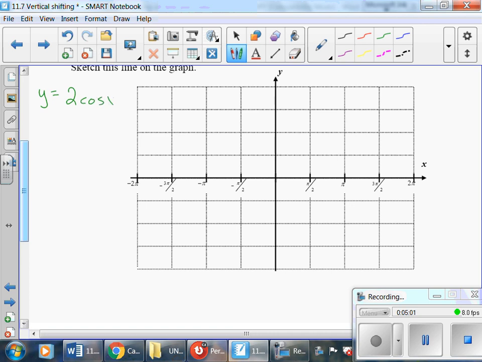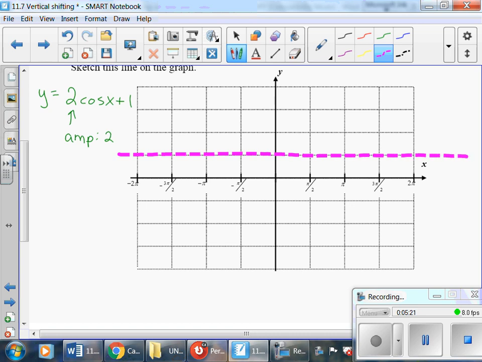2 cosine x plus 1. So reminding myself my amplitude is 2. All right, and what happens to my midline? My midline shifts up 1. So why don't we take a different color? Why don't we make the purple one our midline? So here's our midline.